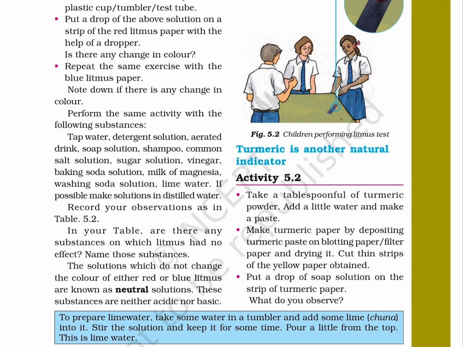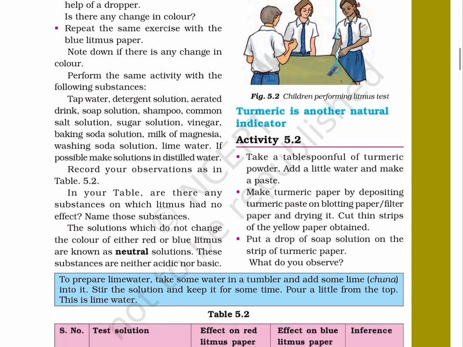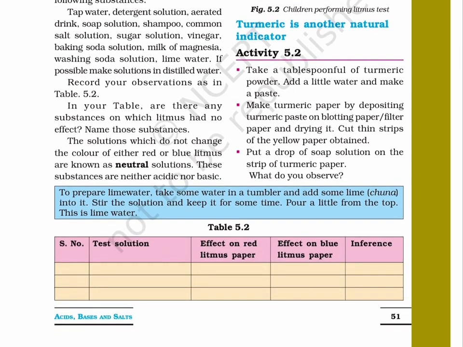Turmeric is another natural indicator. Activity 5.2. 1. Take a tablespoonful of turmeric powder. Add a little water and make a paste. 2. Make turmeric paper by depositing turmeric paste on blotting paper or filter paper and drying it. Cut thin strips of the yellow paper obtained. 3. Put a drop of soap solution on the strip of turmeric paper. What do you observe?